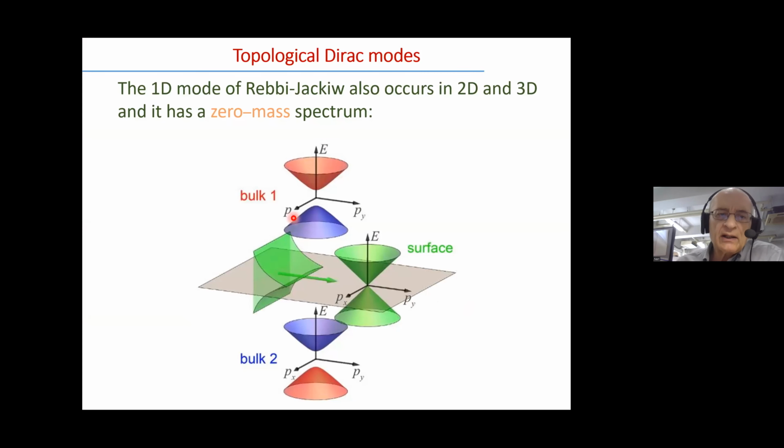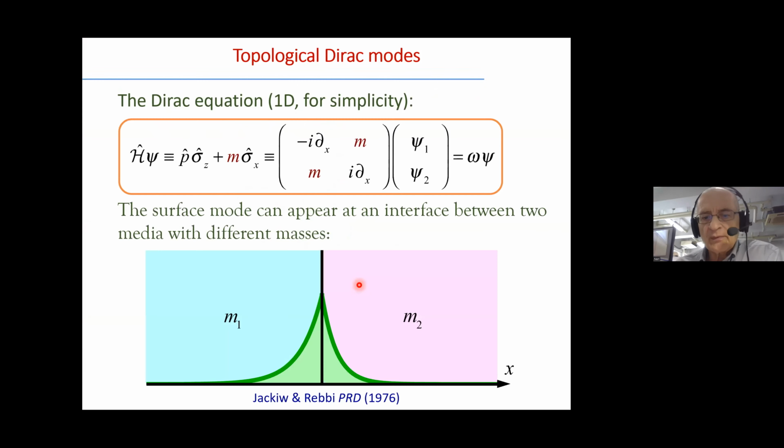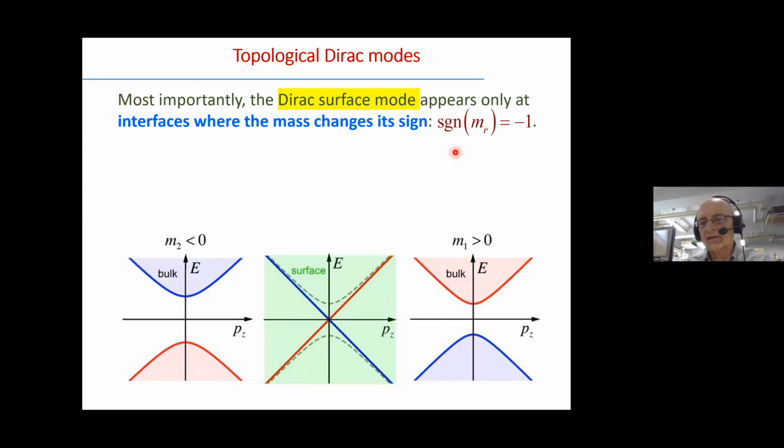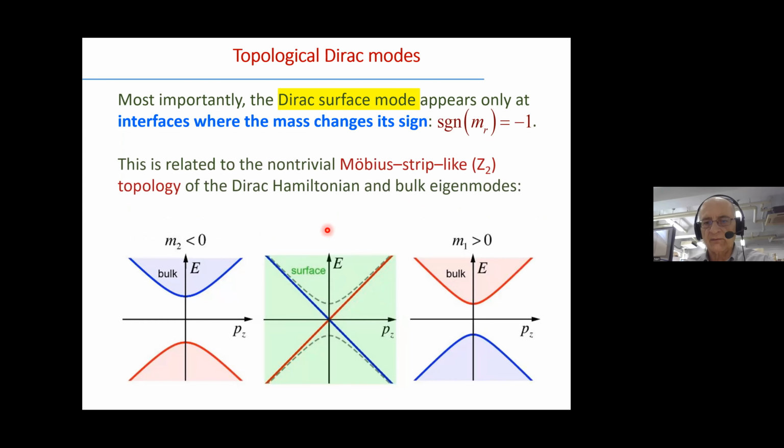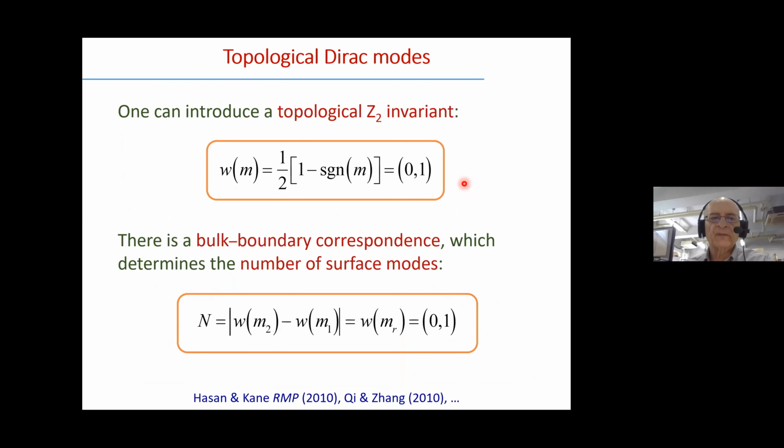So in the 1D mode of Jackiw-Rebbi, which also occurs in 2D or 3D, there is a zero mass spectrum at the edge. So before we had here M1 and M2, there is this state here. And if you change the sign, you get these states here with the Z2 topology. In that case, we had a topological invariant corresponding to the sign of M. And the bulk boundary correspondence was obtained like this.